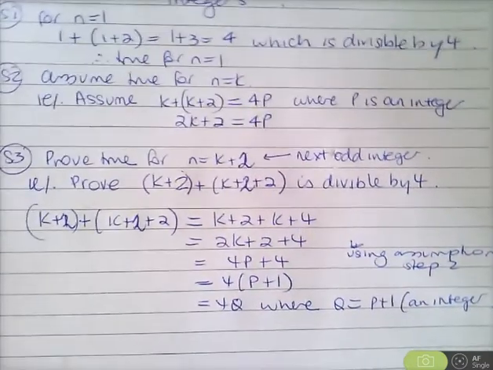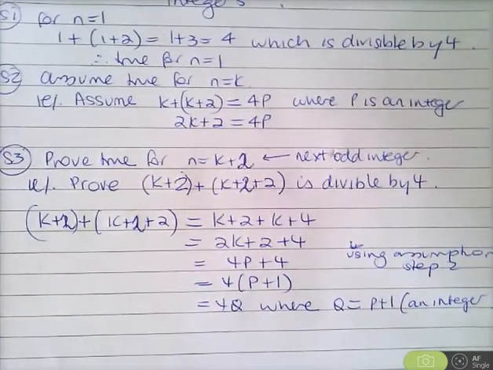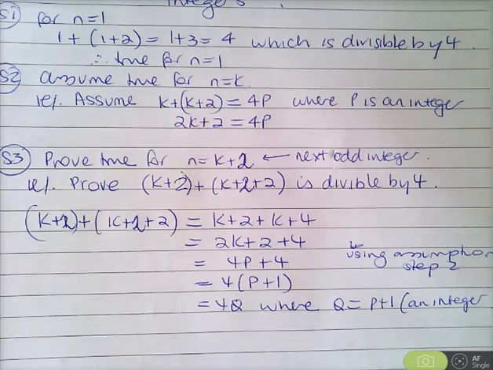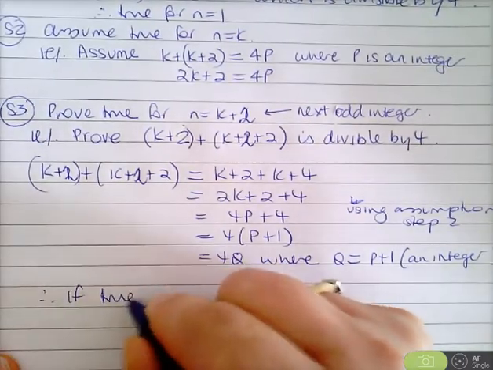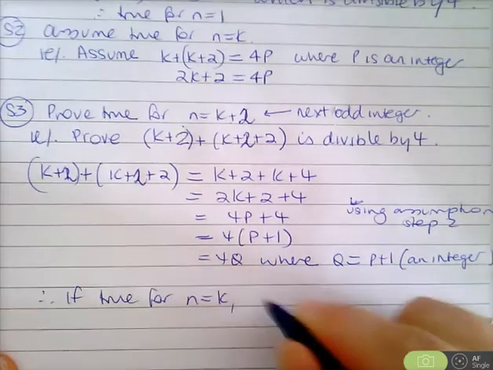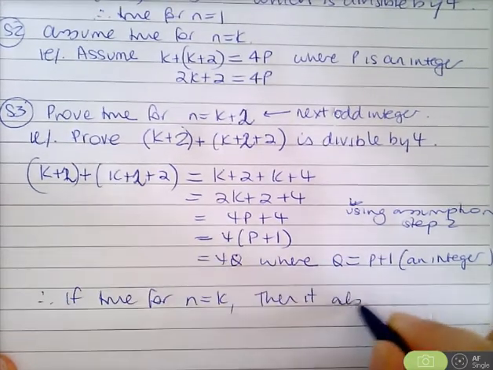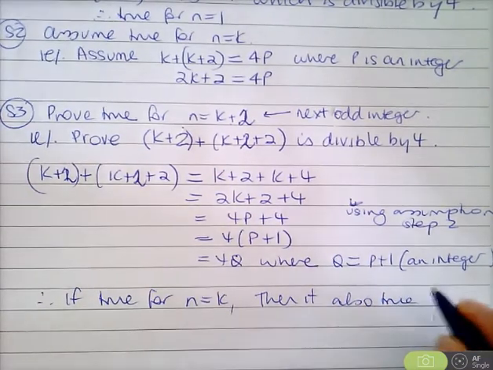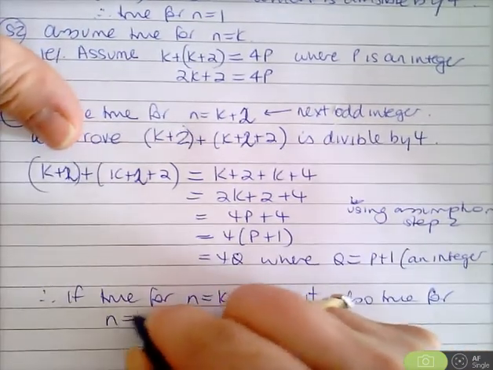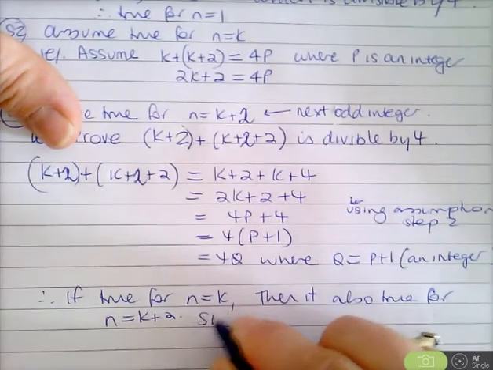Okay, all good. And conclusion. You can do your conclusion. But can you not do 1 plus 1 is 2? You've got to do 1 plus 2. So, therefore, if true for n equals k, then it is also true for n equals k plus 2. So you need to go back.